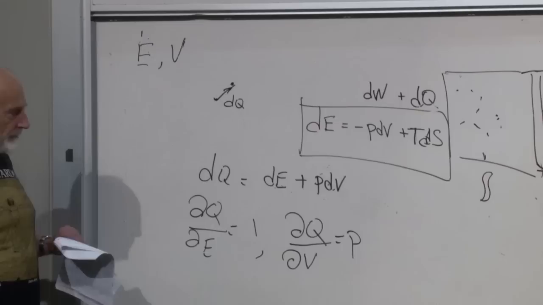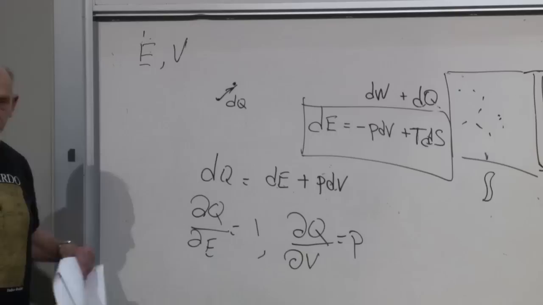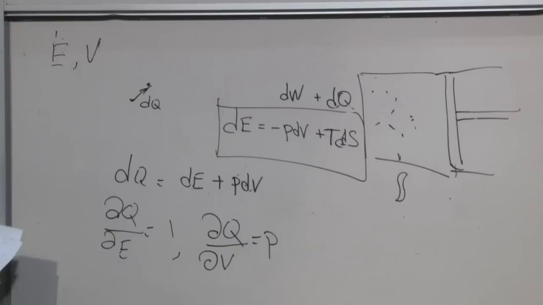Is it true? How can we test whether there really is a function that satisfies this? We test the curl. This is dQ by dE. Let's differentiate it with respect to volume. What do we get?